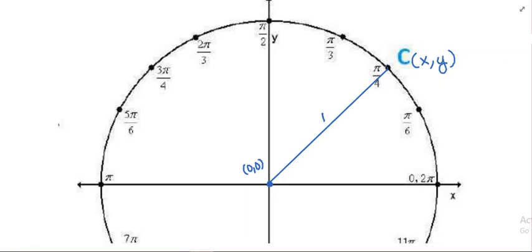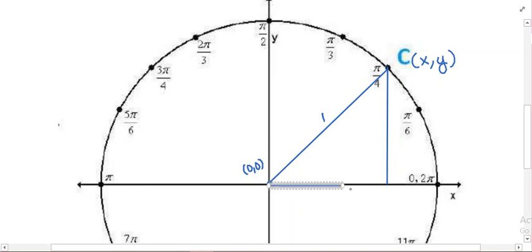The next leg of our triangle will come from starting at this point on the circle that we're interested in and drawing straight down to the x-axis. And that is forming a 90-degree angle when we do that. So the last side of the triangle comes from connecting the origin to this point where it intersects with the x-axis. So there is your right triangle. Again, here is the right angle.